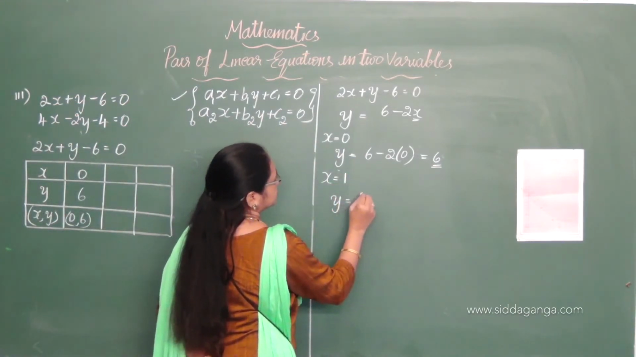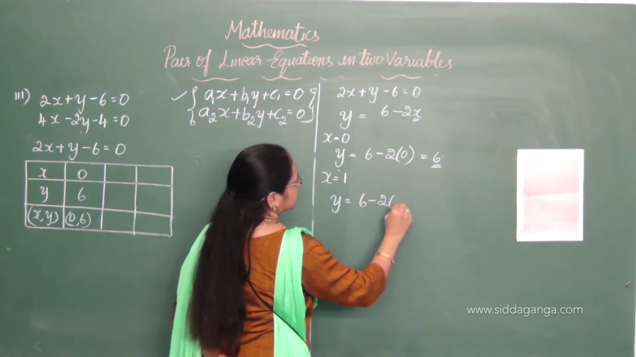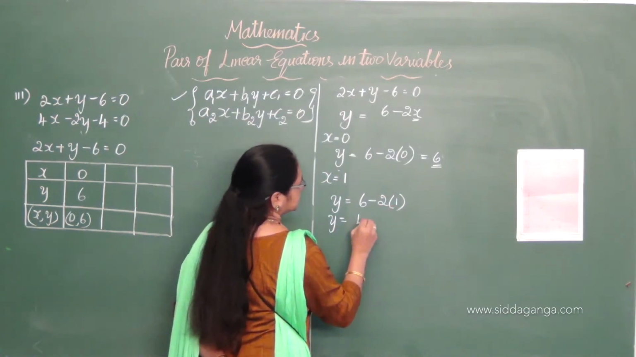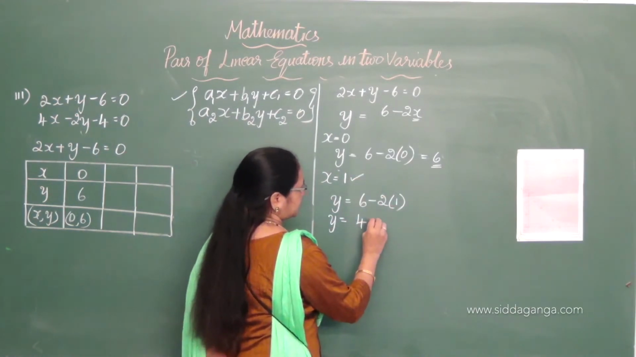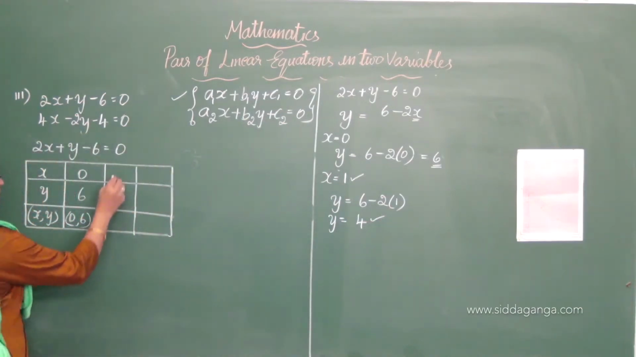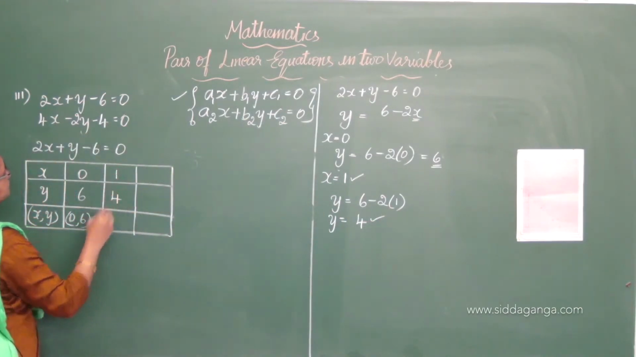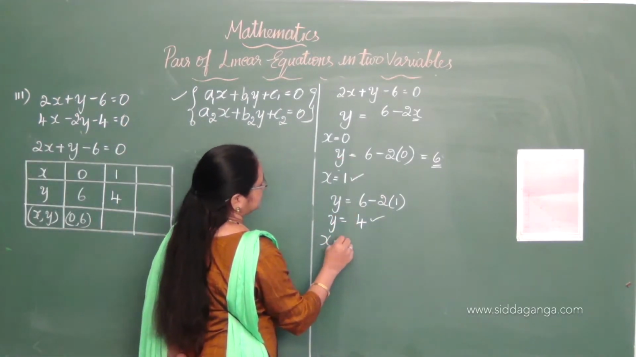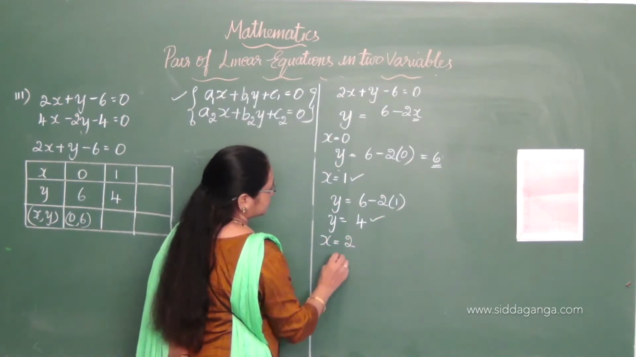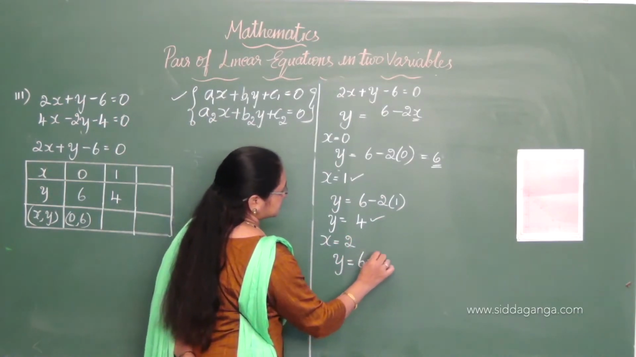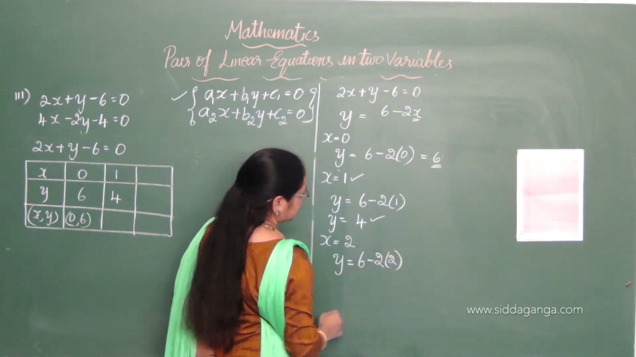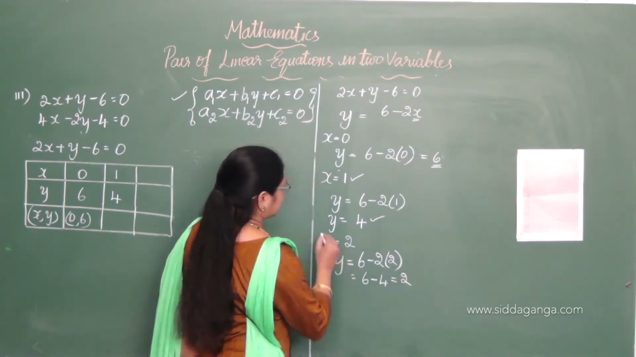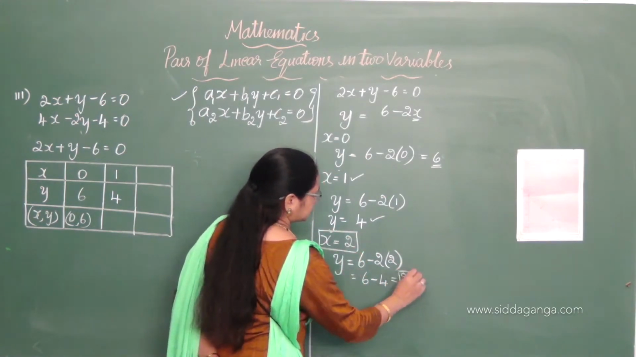Next you take x is equal to 1. So, y is equal to 6 minus 2 into 1. So, y is equal to 6 minus 2, that is 4. So, when x is 1, y is 4. Next, we will take one more, x is equal to 2. If we take 2, y is equal to 6 minus 2 into 2, 2 2s are 4, that is 6 minus 4 is 2. So, now x is 2, y is also 2.